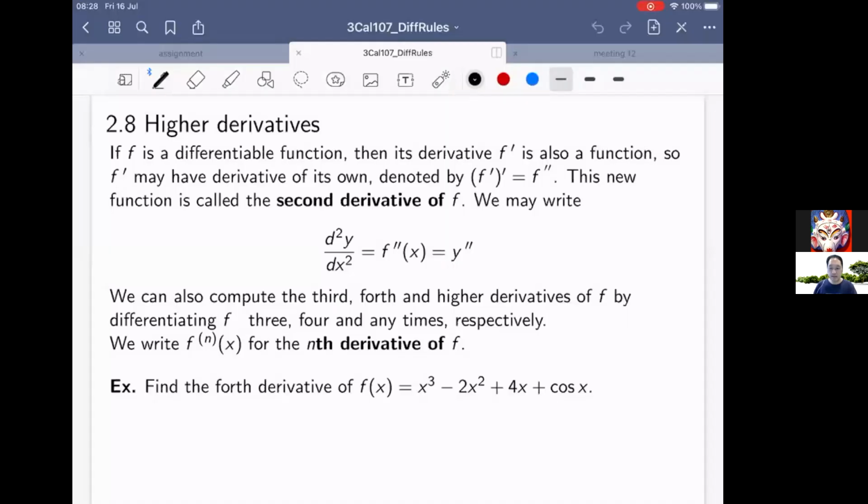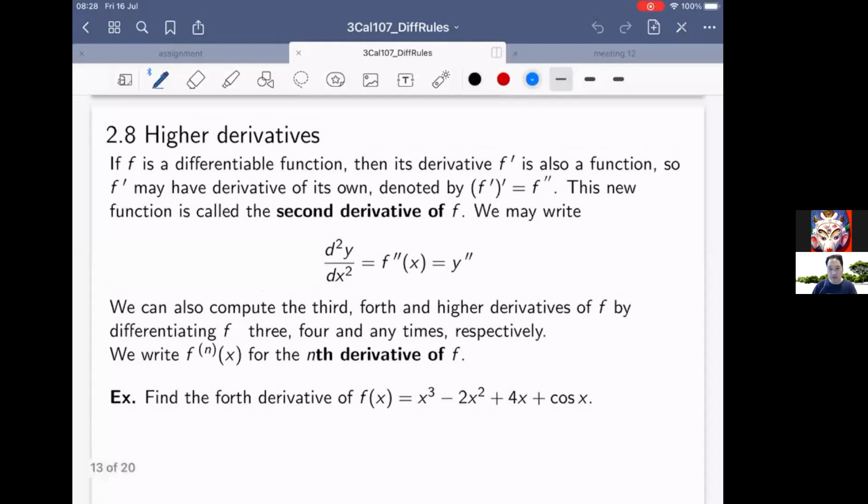Hello everybody, this is the sixth video clip for chapter 2, and today we are going to talk about the higher derivative. As we told you previously, this f prime of x is so-called the first derivative of a function f.